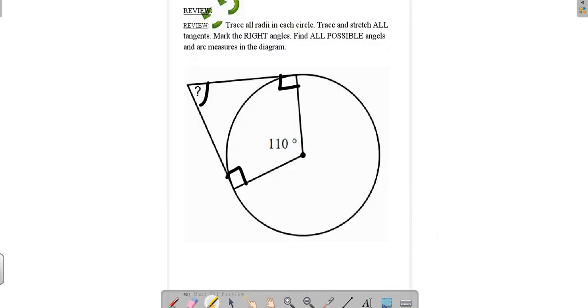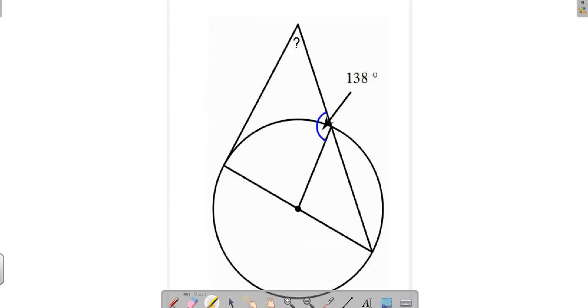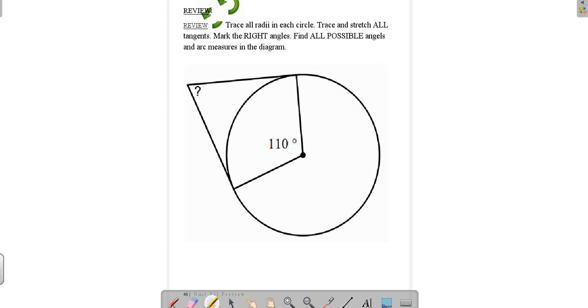Alrighty, taking a look at this page, your job is to find all possible arcs and angles in both of these. You're going to attempt to do it on your own. And a major benefit, I want you to show your math in the margin. In other words, you're not using a calculator for two-digit addition and subtraction. Pause the video, do your own work, and then correct in red pen. I'm going to be looking for that. Pause.